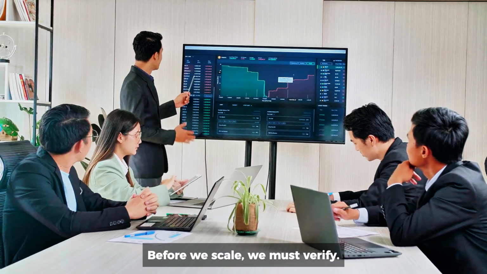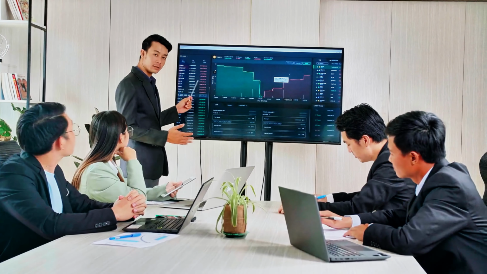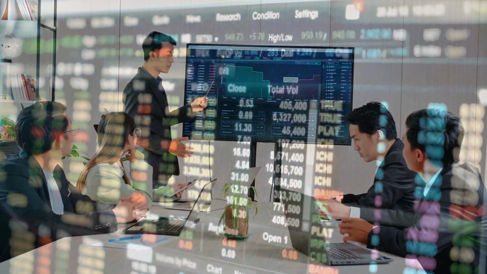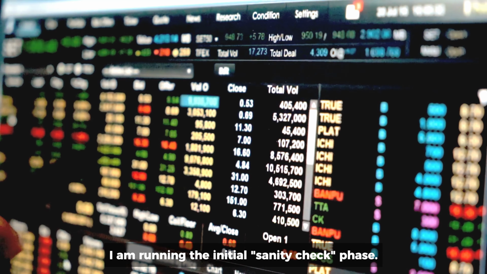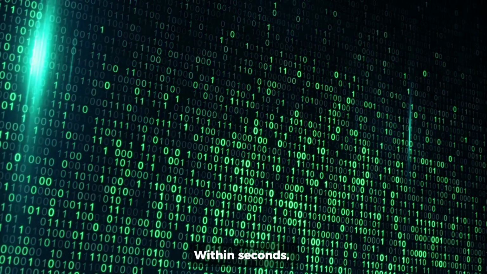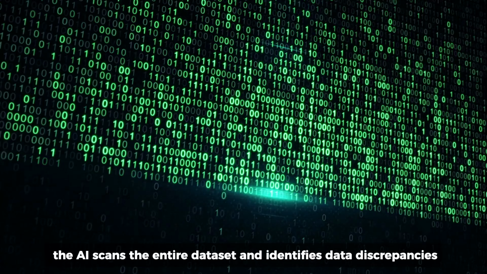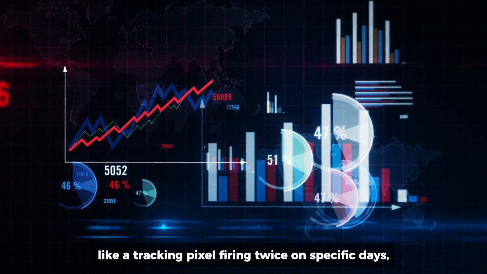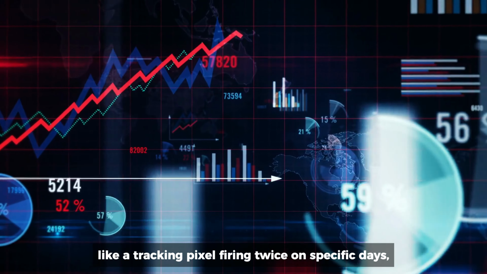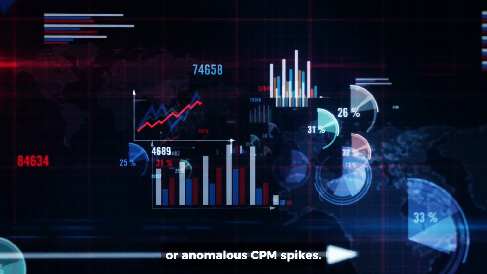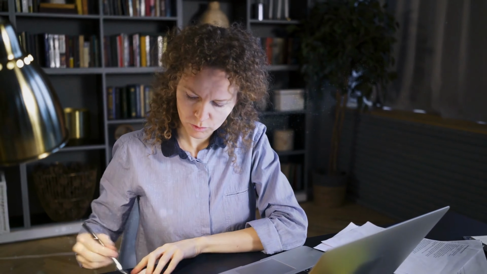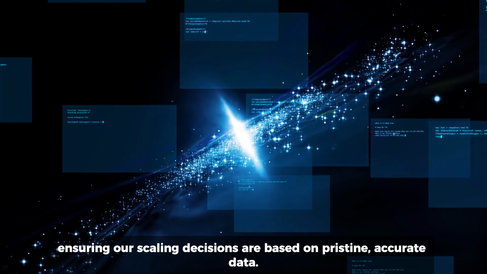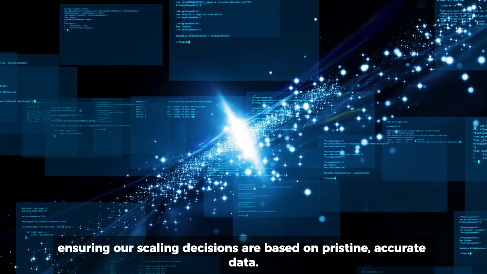Before we scale, we must verify. Look at this. I am running the initial sanity check phase. Within seconds, the AI scans the entire dataset and identifies data discrepancies, like a tracking pixel firing twice on specific days, or anomalous CPM spikes. Finding this manually would require hours of data cleaning. CustomGPT flags it instantly, ensuring our scaling decisions are based on pristine, accurate data.